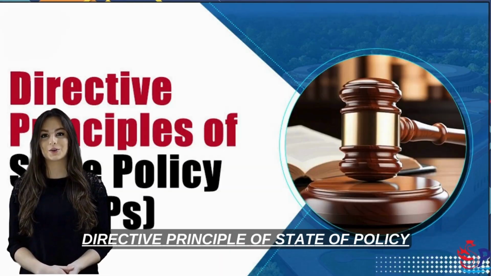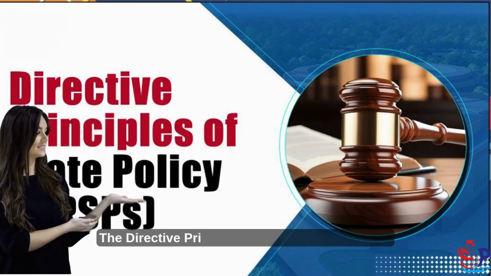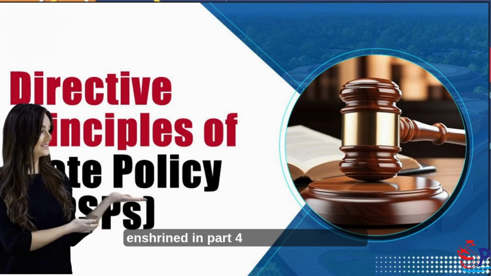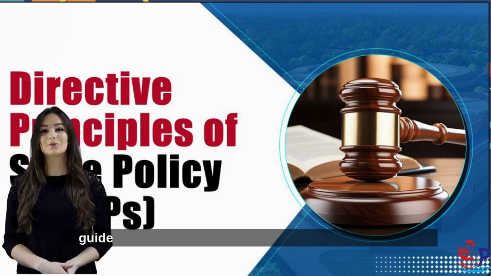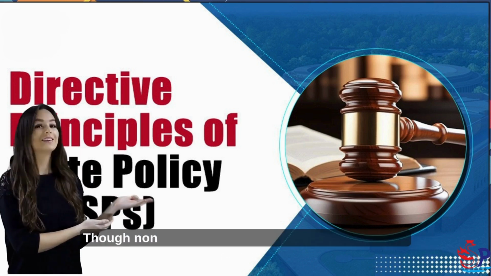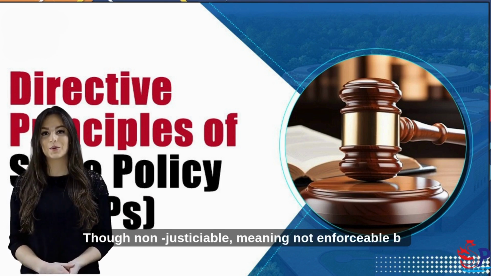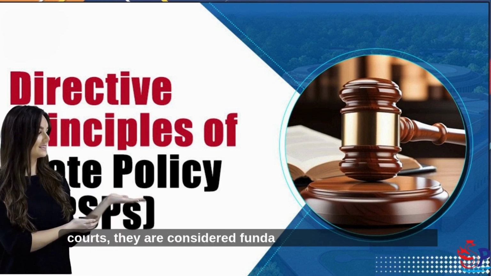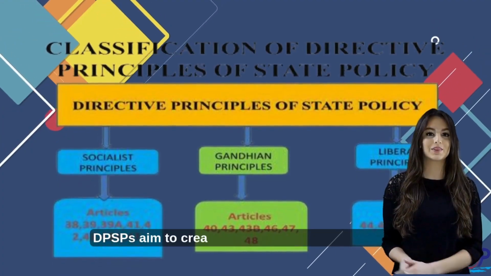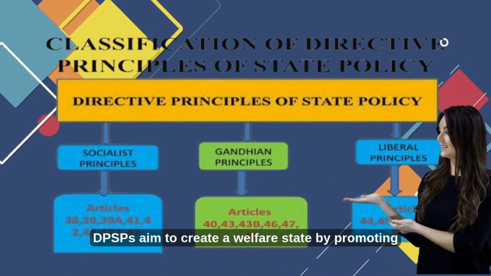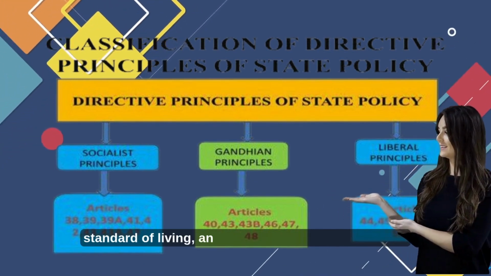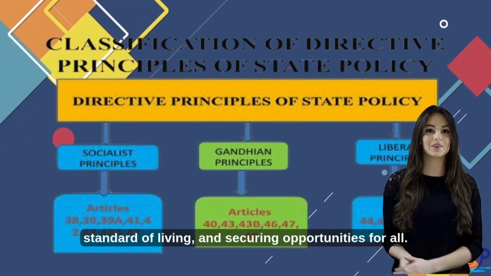Directive Principles of State Policy. The Directive Principles of State Policy, DPSPs, enshrined in Part 4 of the Constitution, are guidelines for the government in formulating laws and policies. Though non-justiciable, meaning not enforceable by courts, they are considered fundamental in the governance of the country. DPSPs aim to create a welfare state by promoting social and economic justice, ensuring a decent standard of living, and securing opportunities for all.